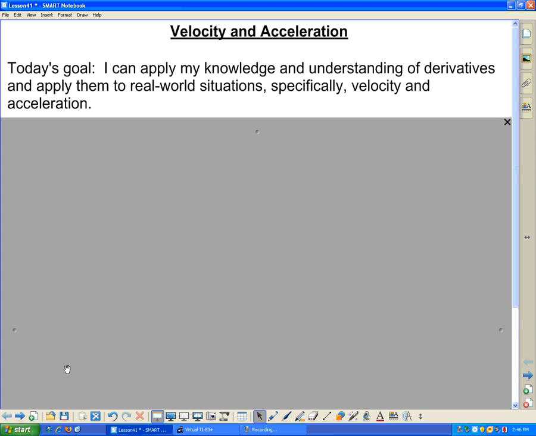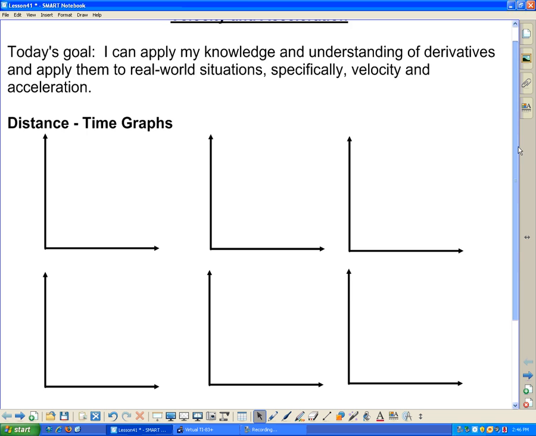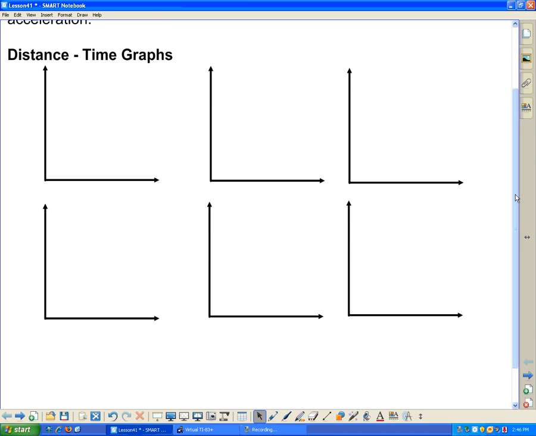So today, what's the goal? I can apply my knowledge and understanding of derivatives, and I want you to apply them to real-world situations, and we're keying in on velocity and acceleration. So you need to sketch some distance time graphs.